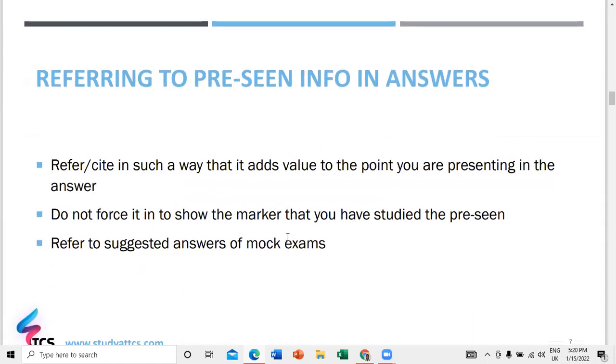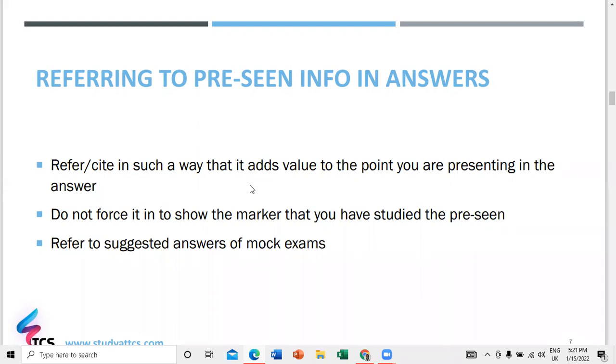Then another question which arises in the minds of most students is with regards to how to refer to information provided in the pre-scene in your answers. You can refer or cite in such a way that it adds value to the point you are presenting in the answer. When developing your answers, you can refer to the information provided in the pre-scene, but in most instances what I've seen is most students bring in irrelevant information just to show that they had gone through the pre-scene. There's absolutely no point of doing that. Only relevant information should be provided.